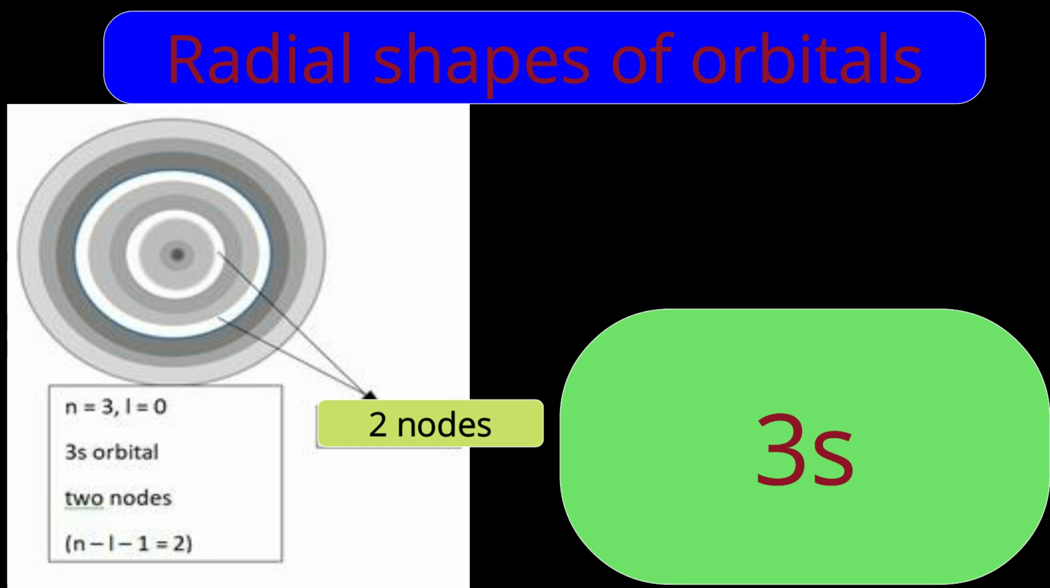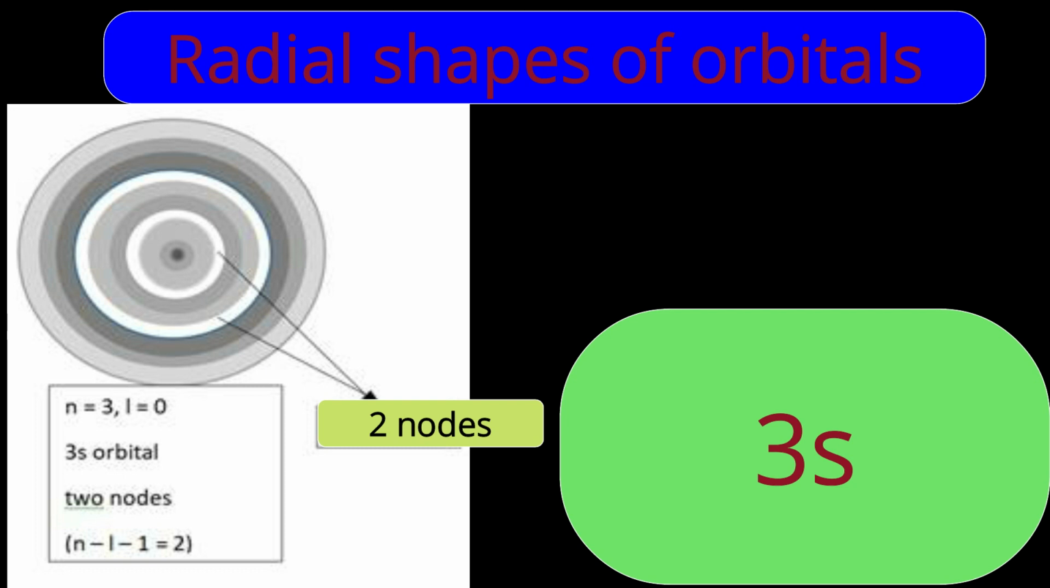So how many times did I find gaps? How many times did I find vacuum? How many times did I find absence of wave function? Two times. So how many nodes are there? Which nodes? Radial nodes. Two radial nodes are present here.